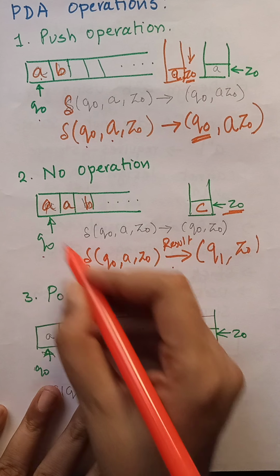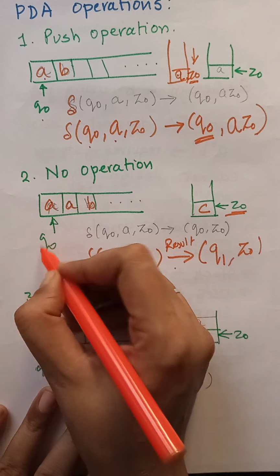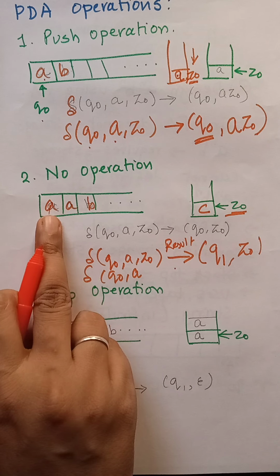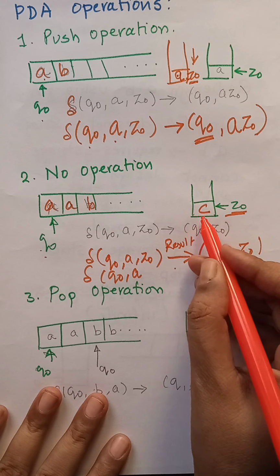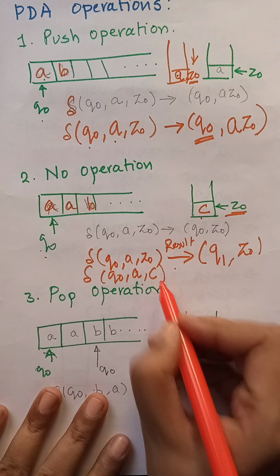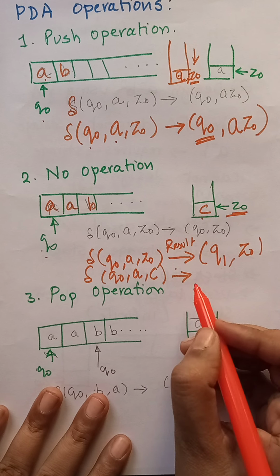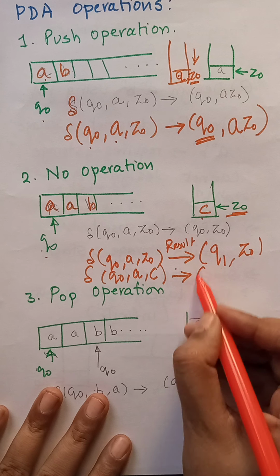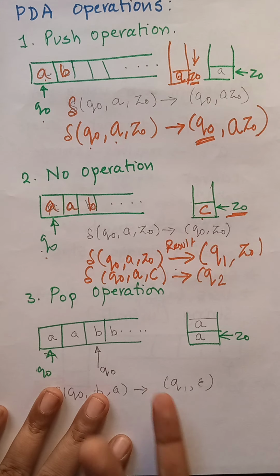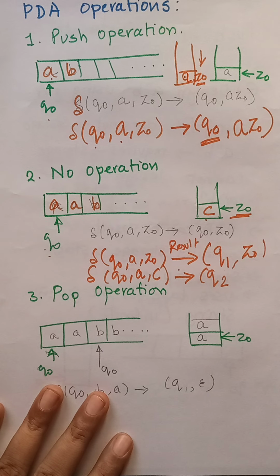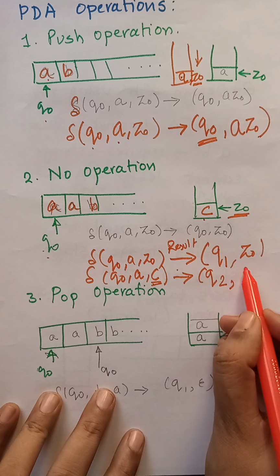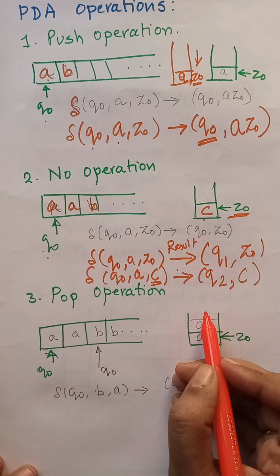So again, what I am doing: q0, with the symbol present on the tape being a, with the top of the stack containing C. Now what I want, I don't want to perform any operation, so simply whatever is the resultant state, suppose I'm taking the resultant state as q2, I can take q0 also, I can take q1 also, any resultant state. And for the no operation, whatever is present here, the same we have to copy for showing the no operation.